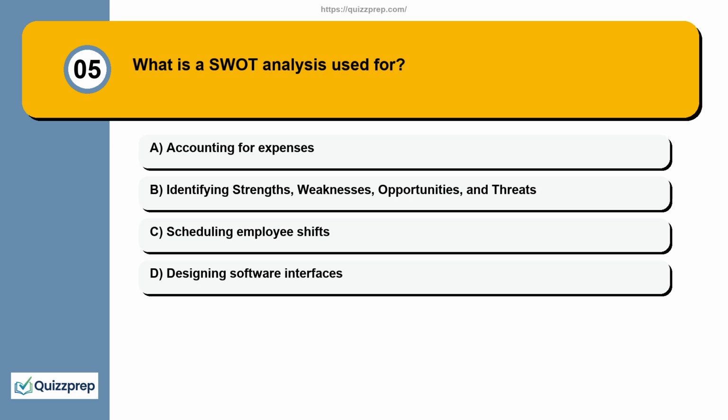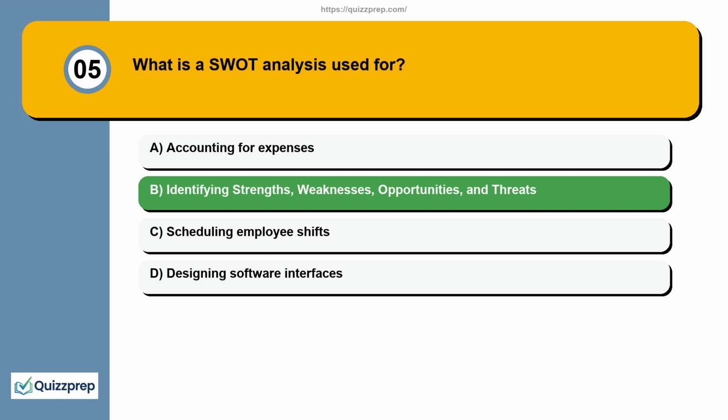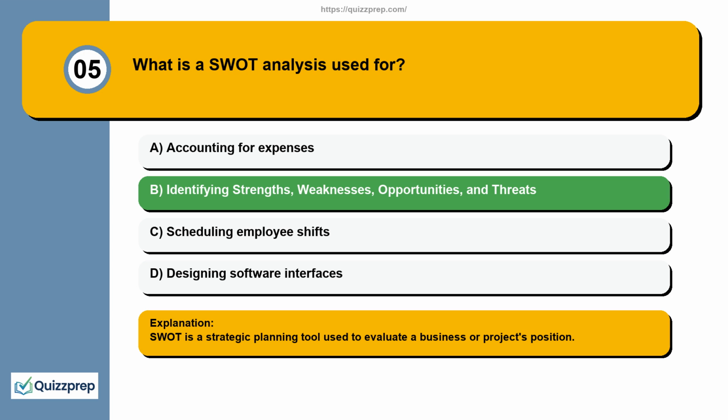Question 5. What is the SWOT analysis used for? Here are your options. Option A. Accounting for expenses. Option B. Identifying strengths, weaknesses, opportunities, and threats. Option C. Scheduling employee shifts. Option D. Designing software interfaces. The correct answer is option B. Identifying strengths, weaknesses, opportunities, and threats. Explanation. SWOT is a strategic planning tool used to evaluate a business or project's position.